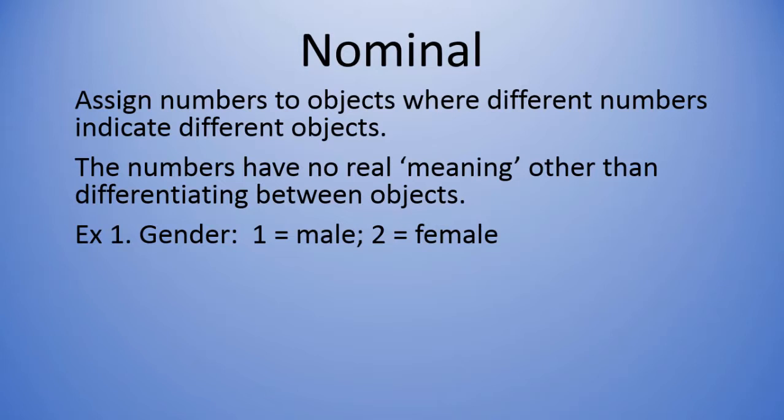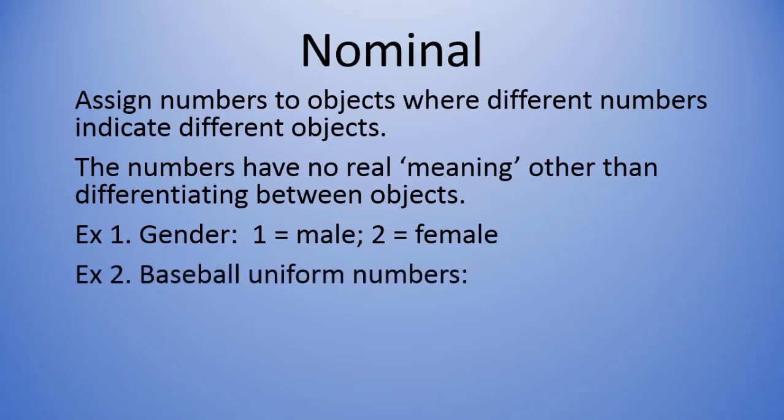Now, the reason why this is nominal is because we could have just as easily assigned females a 1 and males a 2. Or we could have assigned females 500 and males 650. It doesn't matter what number we come up with, as long as all males get the same number, 1 in this example, and all females get the same number, 2. It doesn't mean that because females have a higher number that they're better than males, or males are worse than females, or vice versa, or anything like that. All it does is it differentiates between our 2 groups. And that's a classic nominal example.